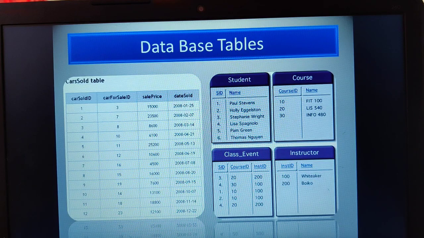Then what is a table? A table is a collection of data elements that are organized in terms of rows and columns. Can you see here, all the records or data elements are arranged in terms of rows and columns. How many rows do we have? Almost 12 rows. And how many columns? 4 columns. Like that we have tables called cars sold, student, course, class, event and the instructors. All these are tables.